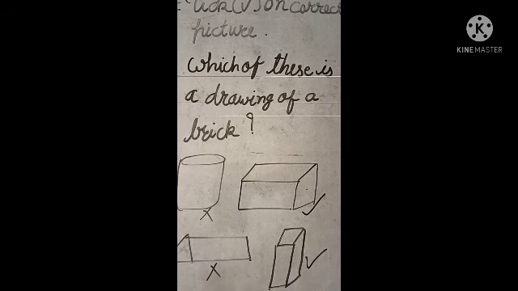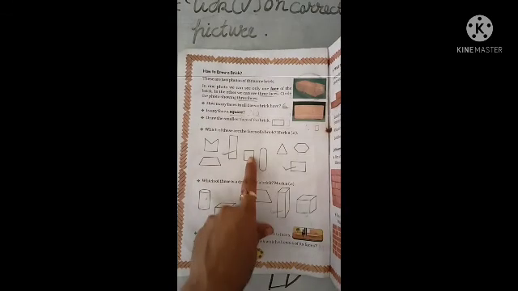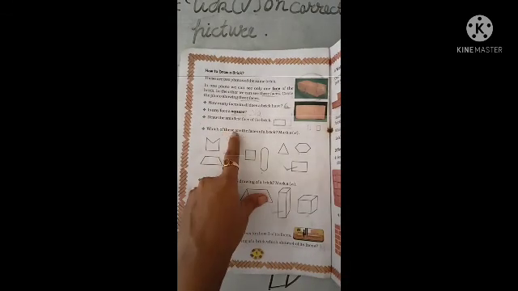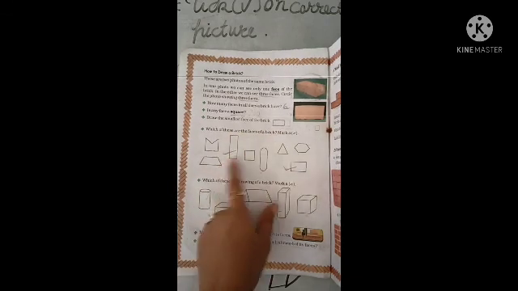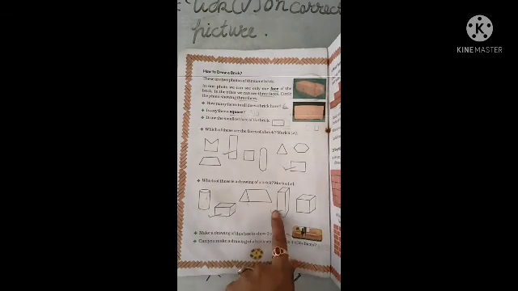This is our first section A, and these questions come in the examination, so learn properly from the notebook and workbook. Look at here, your questions are available. Which of these are the faces of a brick? So look at this question, and which of these is a drawing of a brick? So the pictures are also available here. So this is your question number 3.